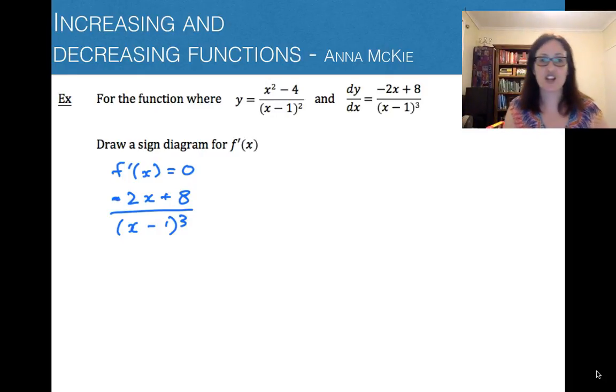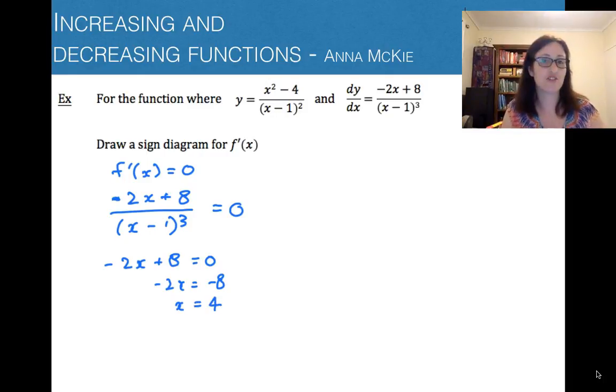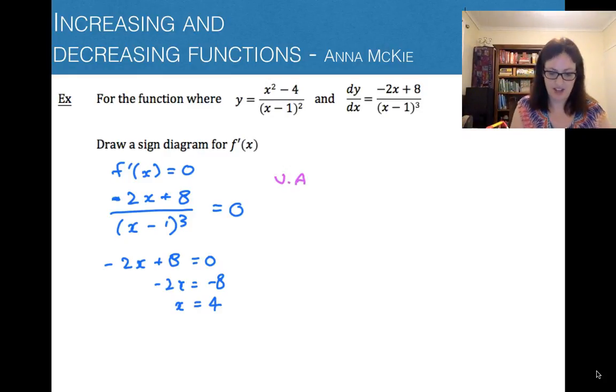So when it's a fraction like that, you're going to have some vertical asymptotes. But first of all, the numerator, let's consider when that is equal to 0. So we would have when negative 2x plus 8 is equal to 0. I should put this whole thing equal to 0 there. Solving for x, we've got x is equal to 4, so that's one of our critical values. And vertical asymptotes will come when the denominator is equal to 0. So for a vertical asymptote, we put the denominator equal to 0, and solving for x, we get 1.